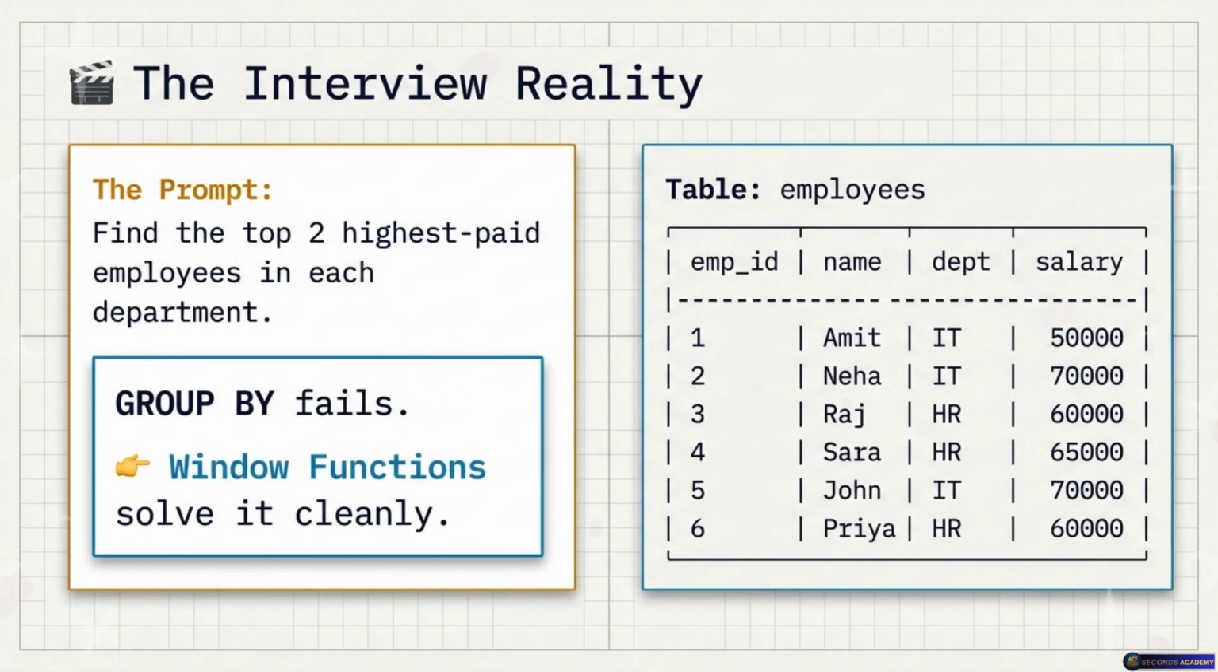The constraint is the word employees. Oh, right. The interviewer did not ask for the highest salaries per department. They asked for the top 2 highest paid individuals. Ah, I see. So why does GROUP BY crash and burn here exactly?